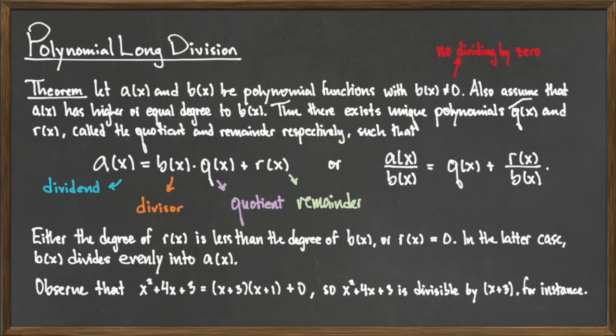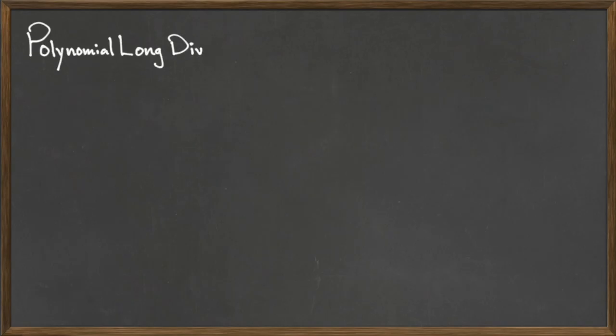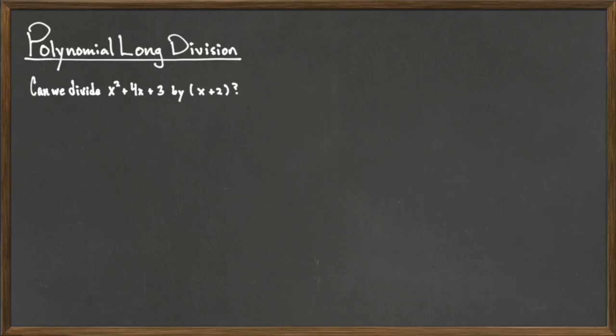But just like with numbers, what happens when I divide a polynomial by something that isn't a direct factor? We're going to see that in the next example. So can I divide x squared plus 4x plus 3 by x plus 2, something that isn't one of its factors? You can, and we can show how this works through long division.